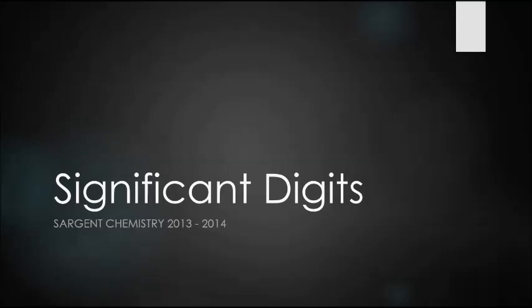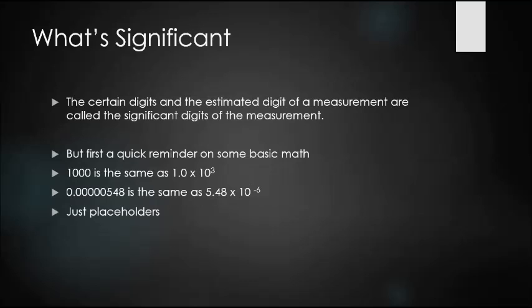Right, Sergeant Chemistry class. Today we're talking about significant digits. So what's significant? Well, the certain digits and the estimated digit of a measurement are called the significant digits of a measurement. That's the book's definition, and it's a good one.